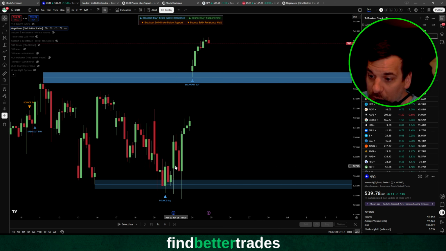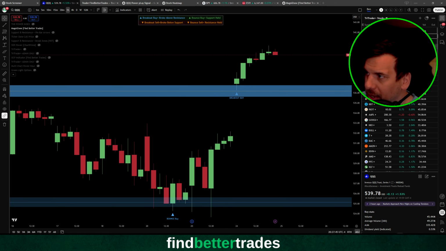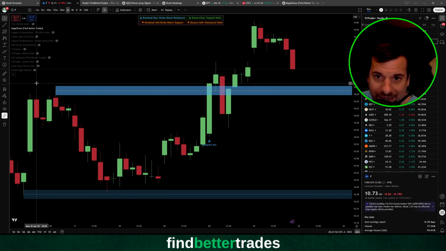Again, here's the QQQ. So check that out. There's the bounce. There's the breakout. And is this real time? Yeah, this is real time now. So let's see, I think I had a couple more. Yeah, Ford had a really, really nice resistance break. And so I do want to park here.